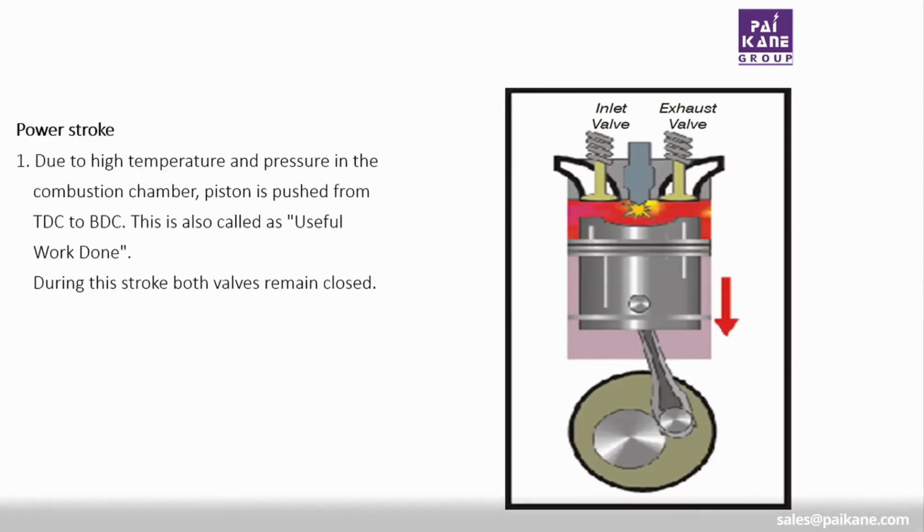And then we have the power stroke. At the power stroke, due to high temperatures and pressures in the combustion chamber, the piston is pushed from the top dead center to bottom dead center. This is also called the useful work done or the power stroke. During this stroke, both the inlet and exhaust valves remain closed.